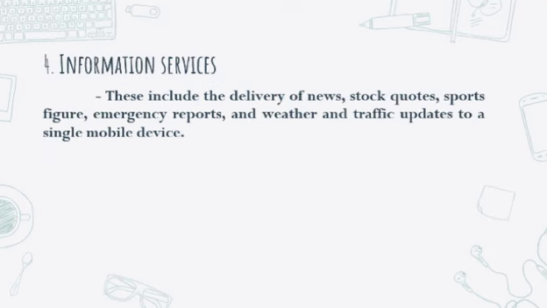And lastly, the information services. These include the delivery of news, stock quotes, sports figures, emergency reports, and weather and traffic updates to a single mobile device. It uses geolocation technology to pinpoint the whereabouts of the user while on the move. Another example of an application that uses location-based services is Google Maps.